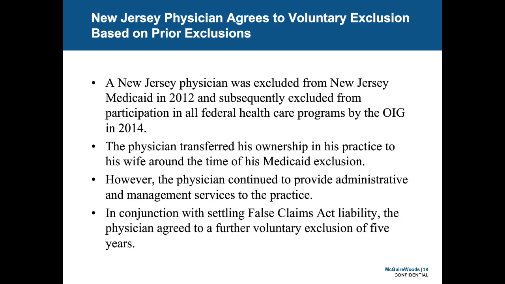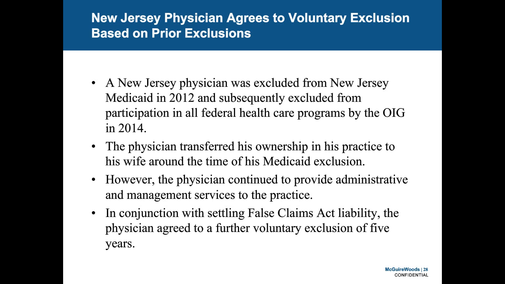This was a very interesting case as far as an exclusion angle is concerned, regarding a New Jersey physician who agreed to a further voluntary exclusion based on his prior exclusion. So here we had a New Jersey physician who was excluded from New Jersey Medicaid in 2012. Subsequently, the OIG in 2014 also excluded him from participation in all federal health care programs. Now, at the time of his Medicaid exclusion, he actually did transfer the ownership of his business, somehow thinking that that was going to make his continued work for the practice allowable under federal rules.